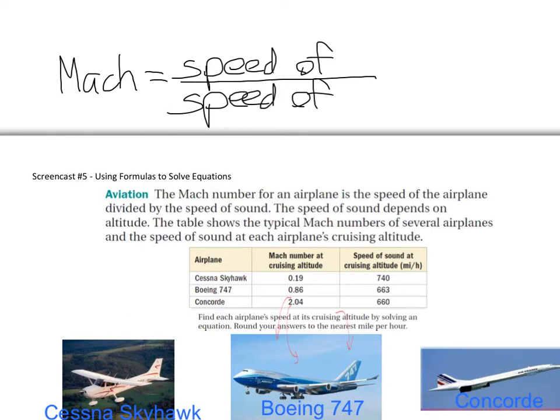Here we go. As it said, the Mach number for an airplane is the speed of the airplane divided by the speed of sound. So we know it's speed of something over speed of something is going to be the Mach. All right, well, what does it say first? It says the speed of the airplane. So the numerator is going to be the speed of the airplane divided by the speed of sound. So we know the speed of sound has to be in our denominator. Okay, that's extremely important information that we are going to use.